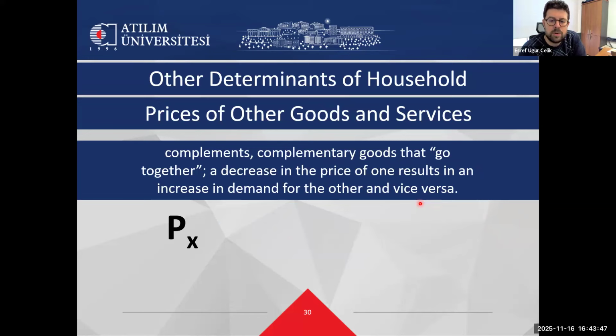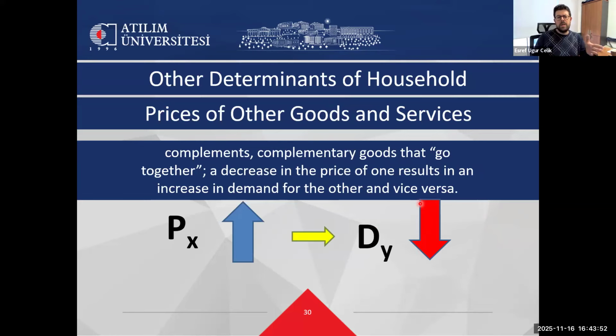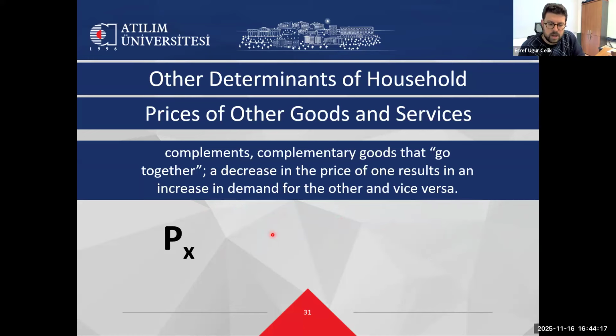For complements, or complementary goods, complementary means we can use them together. If we don't get one of them, then we cannot get the other one. So when one of them becomes higher priced, that means we can't demand that one either. So a negative relationship. And vice versa. When it becomes less, then we can demand Y.